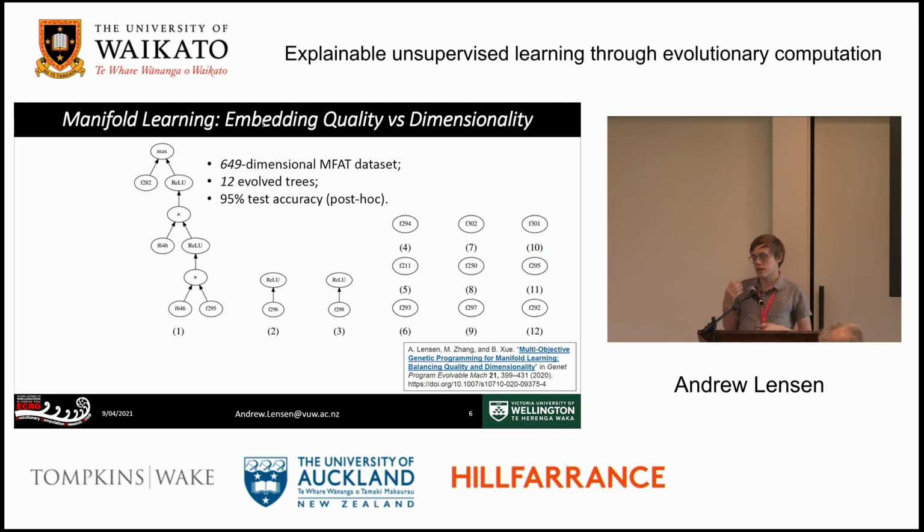And again, a really nice thing about the methods we use here is because you find a whole bunch of different solutions at one time, you can find some pretty nice interpretable embeddings. So this is, if you know the MFAT dataset, 649 features, and by evolving just 12 trees, we managed to reduce it from 649 dimensions down to 12, and that's the 12 dimensions right there. And so you can see the first one's a bit more complicated, but the others are very simple transformations of the original space. And so compared to something like t-SNE or UMAP, where you get some really nice output, but you can't then interpret it from the perspective of the original space.